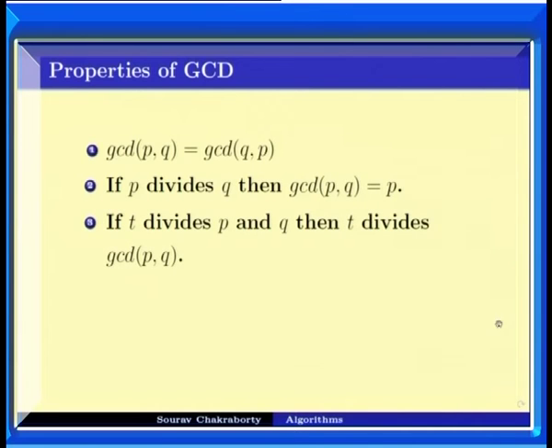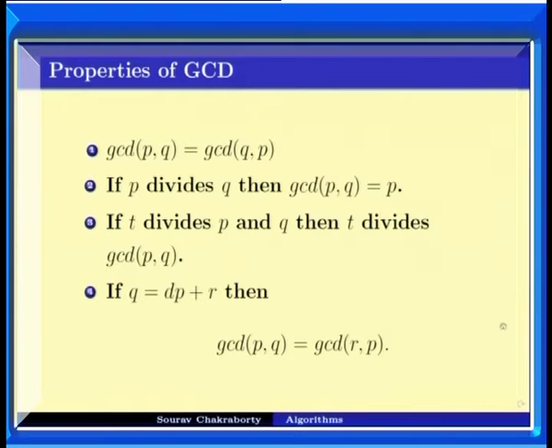The third one was, if some other number T divides both P and Q, then T also divides the GCD of P and Q. We saw this one and the proof of this one in an earlier lecture, and in the last lecture we saw this property, which was that if I can write Q as some integer times P plus R, whatever that R is, whether it is less than P or not, doesn't matter, we can always say that GCD of P and Q is equal to GCD of R and P. We saw the proof of this particular property in the last lecture, and let's see how we can use this one to get a better algorithm.